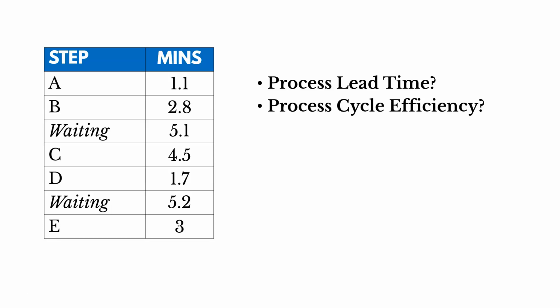And then there's process cycle efficiency. So what we're going to do first is, since we've already identified the lead time, we need to know what portion of that is value added. So if we add the steps A, B, C, D, and E, assuming those are value added steps, we get 13.1 minutes. And so if we take 13.1 minutes, our value added time, and divide it by 23.4, our total lead time, our process cycle efficiency is going to be 55.98%. So of all of the lead time, about 56% of it is value added. Okay, so that's process lead time and process cycle efficiency.